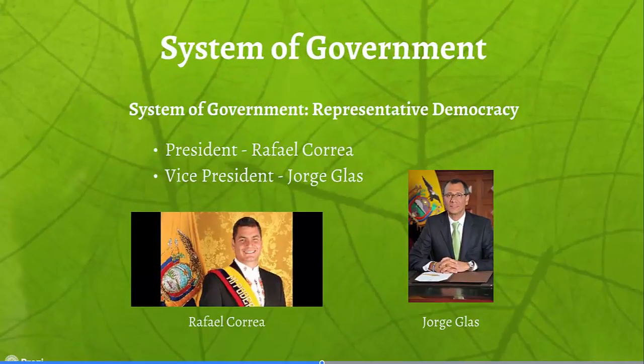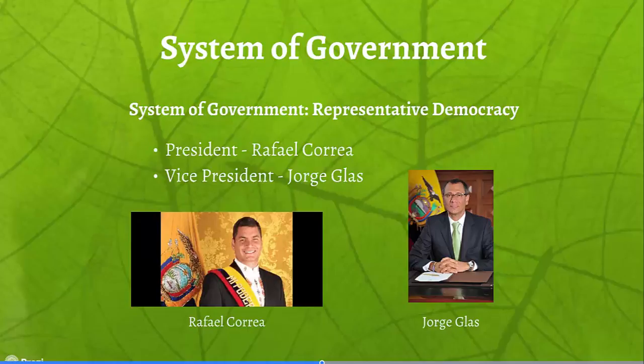Ecuador's system of government is a representative democracy. It has a president and vice president, just like the United States. The current president of Ecuador is Rafael Correa, and the vice president is Jorge Glass. As in the United States, presidents and vice presidents serve 4-year terms, and then they can run for re-election.